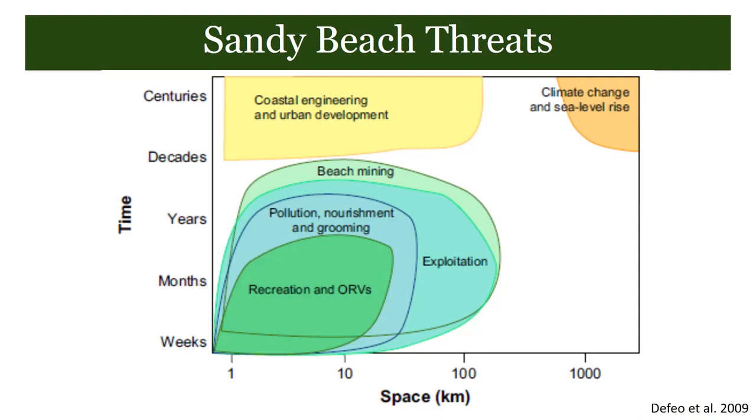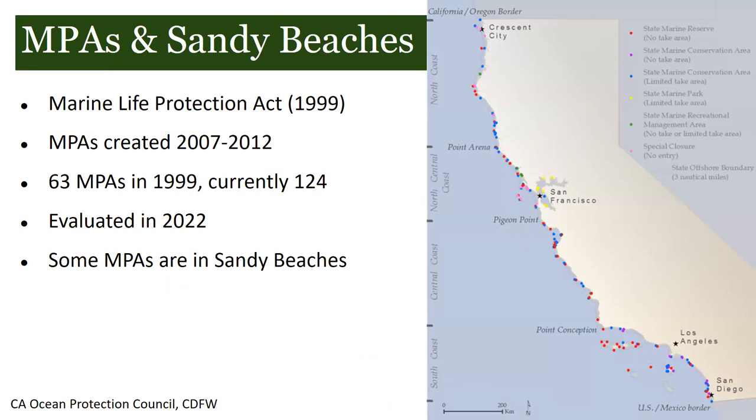Now, one tool at the disposition of all managers is our marine protected areas. And as you probably already know, the state passed the Marine Life Protection Act, or MLPA, in 1999, which required the creation of, or basically the doubling of, marine protected areas throughout the coast of California. So in the span of 5 years, from 2007 to 2012, we basically doubled the number of MPAs from 63 to 124.